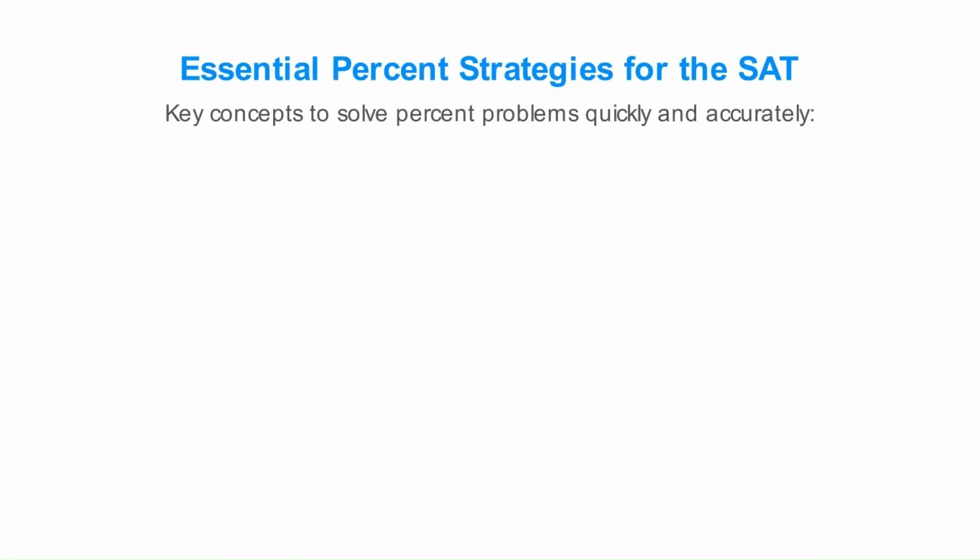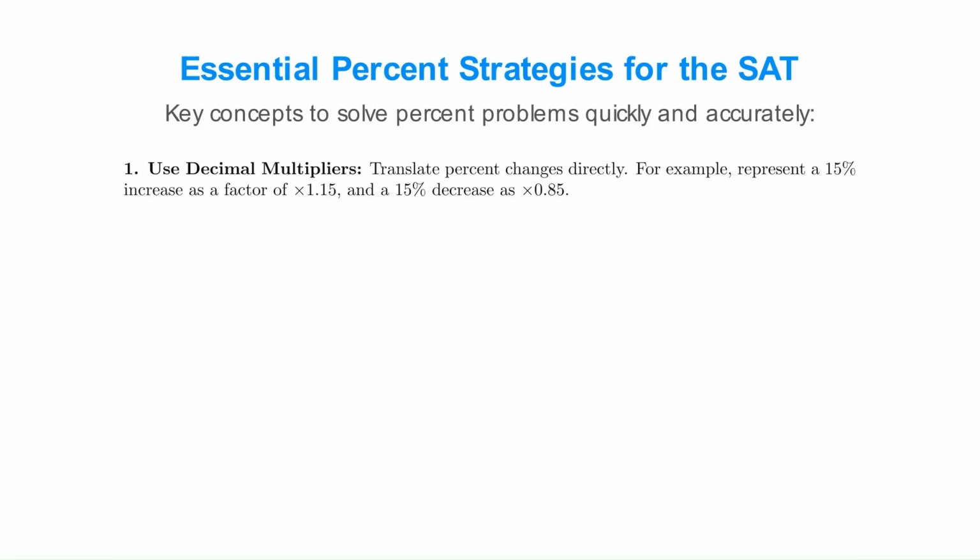To conclude, we review essential percent strategies for the SAT. Percent questions appear frequently on the test, and having a systematic approach can help you solve them both quickly and accurately. First, utilize decimal multipliers instead of multi-step equations. Rather than calculating 15% of a number and then adding or subtracting it, represent a 15% increase directly by multiplying the original value by 1.15. Similarly, a 15% decrease can be represented simply by multiplying by 0.85.